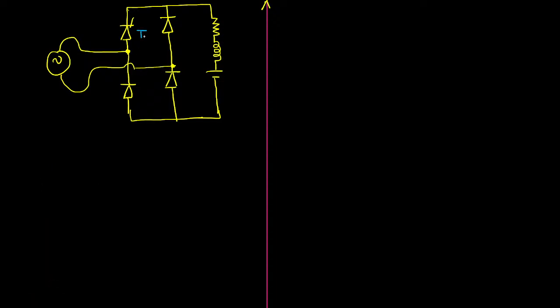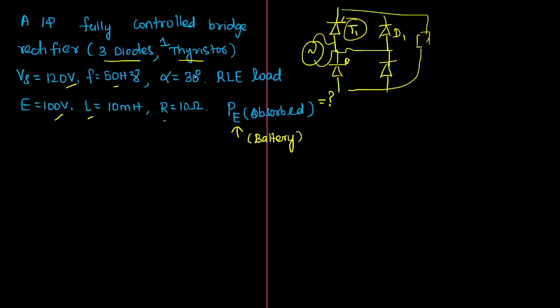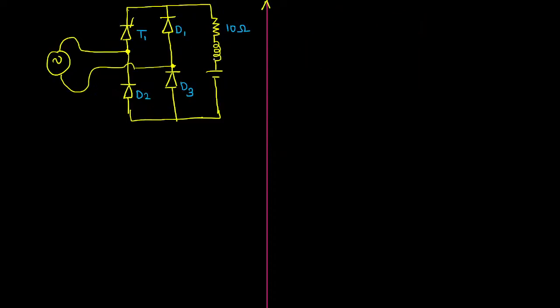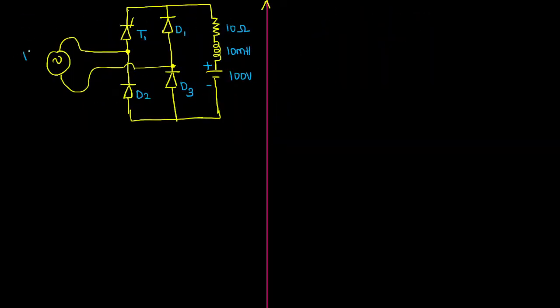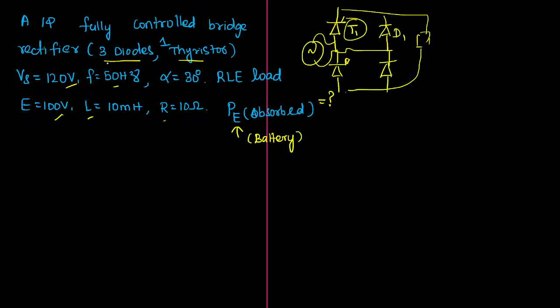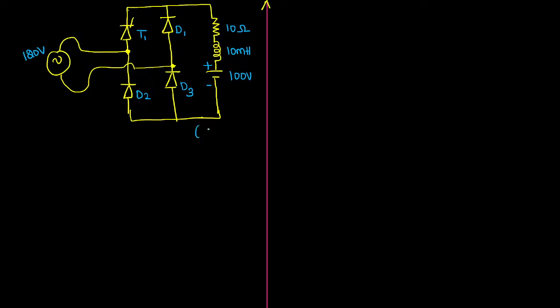Fine, sir. So let's give some names: thyristor, and diode D1. Let me name this diode D2 and diode D3. The value of resistance is given as 10 ohm. I hope it's correct. Let me cross check. Yes, it is 10 ohm. Inductance is 10 millihenry. And the value of battery voltage, yes, it is 100 volt. Fine, so everything is given. If you observe, the supply voltage is 120, yes, of course it is 120 volt RMS. Anything else to keep? That's all. So the only thing that I should keep here is the value of alpha equal to 30 degree. Yes or no? Fine.